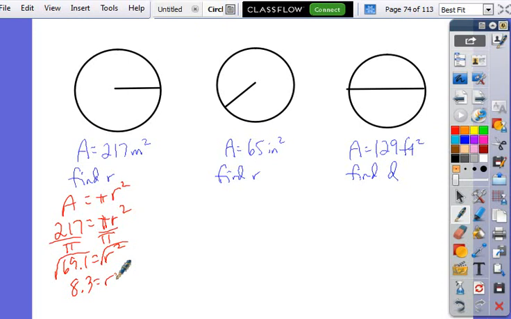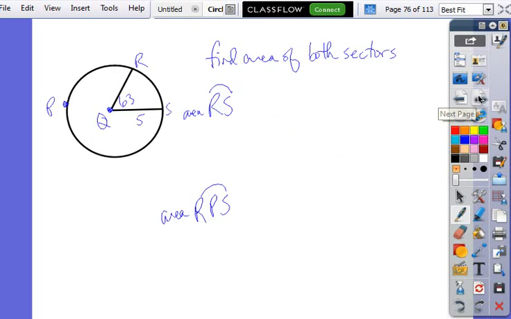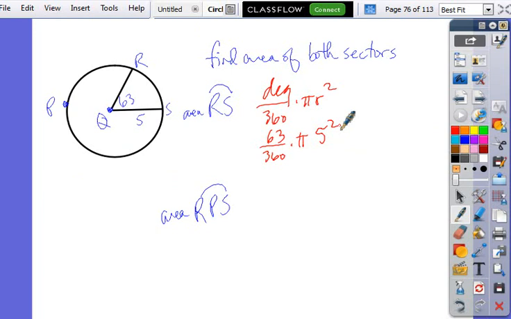All right, if it says area of a sector, degree over 360 times pi r squared. It's the same thing as arc length, but I take out the 2 pi r and I put in the pi r squared because now we're talking about area. So this first one will be 63 over 360 times pi 5 squared. Whatever number you get will be your answer.